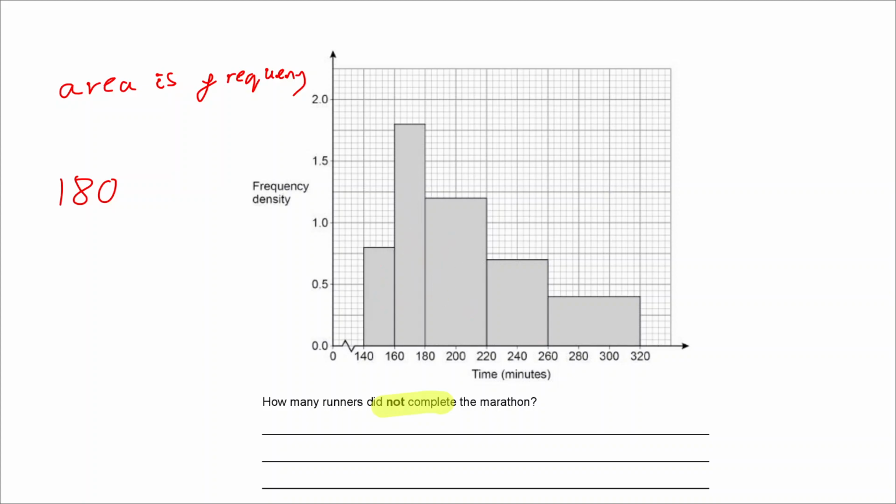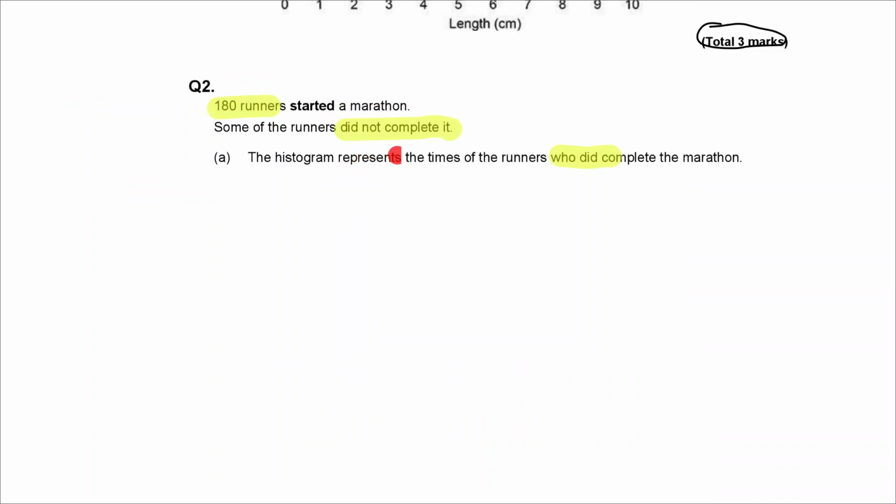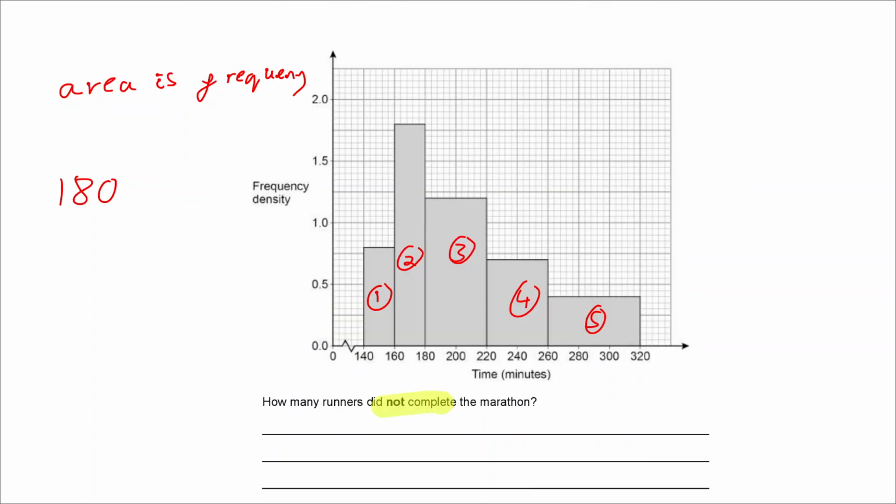So let's label up our rectangles. Number 1 first of all, 2, 3, 4, and then 5. Because remember this diagram here, it says is the people who did complete the marathon. So let's go and get these people.